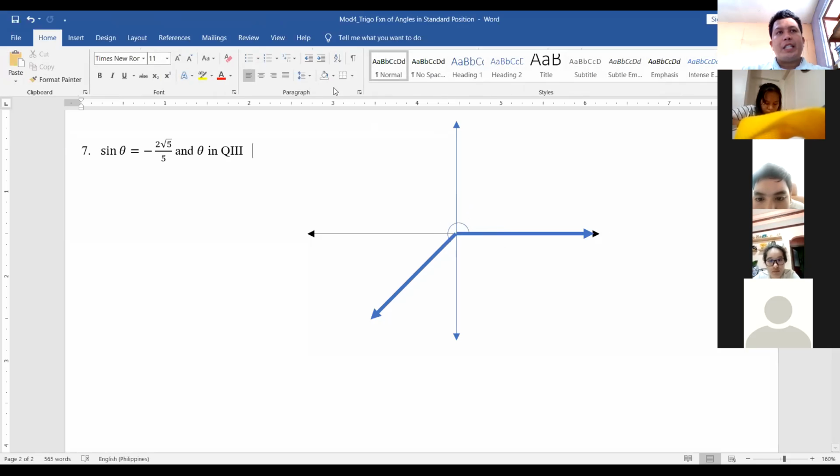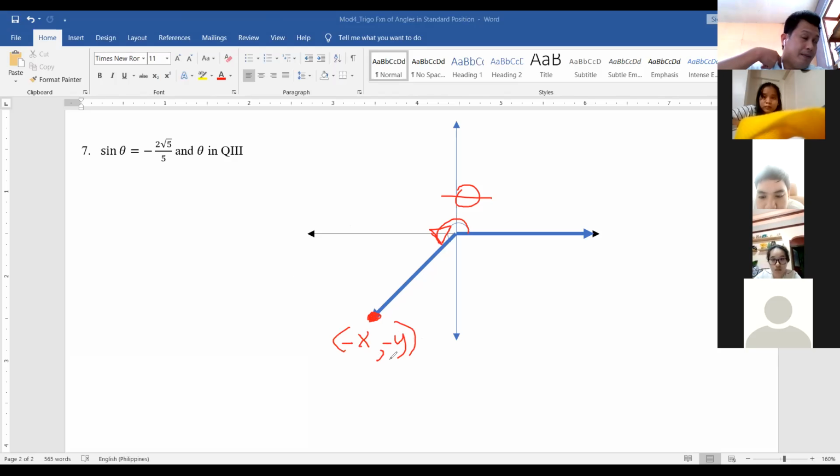So this is your angle theta. This is the theta part. This one. Okay? And the angle terminates in the negative abscissa. So therefore, if you're going to have a point here, then your point of x will be negative and your y will also be negative.